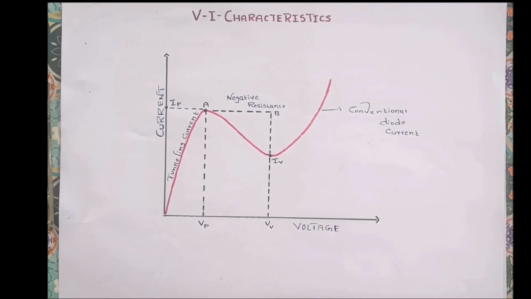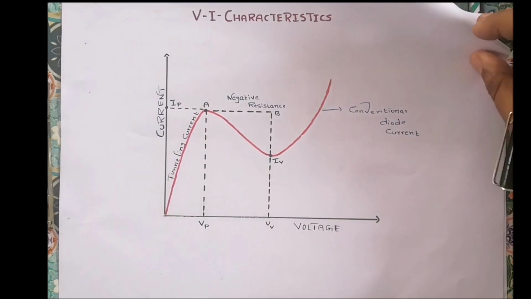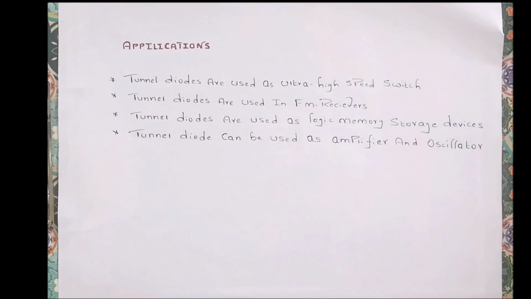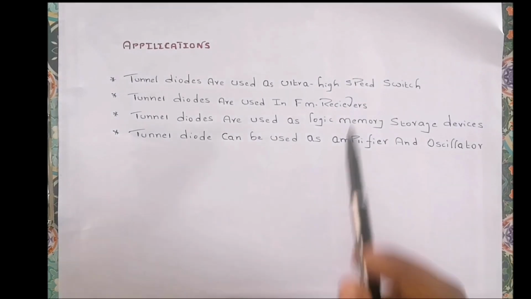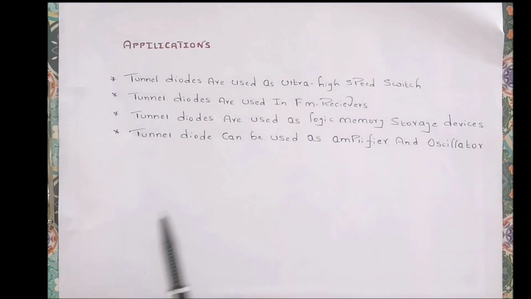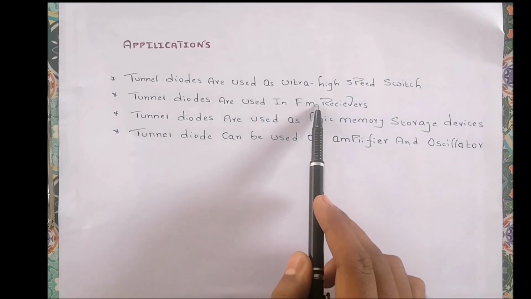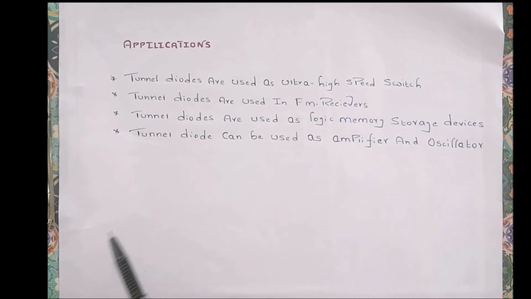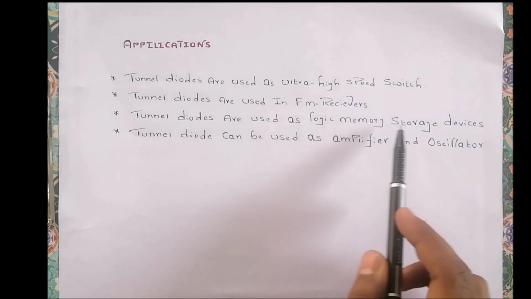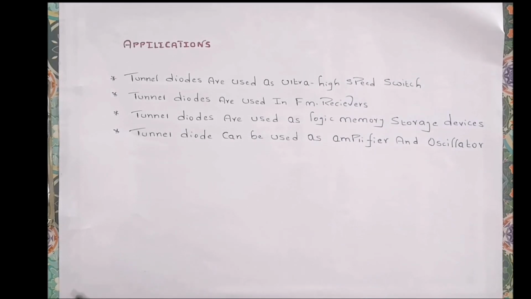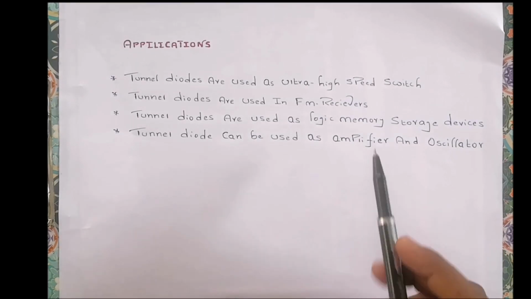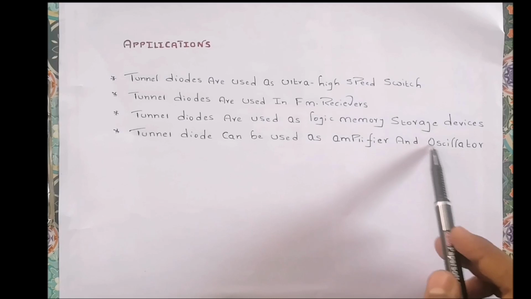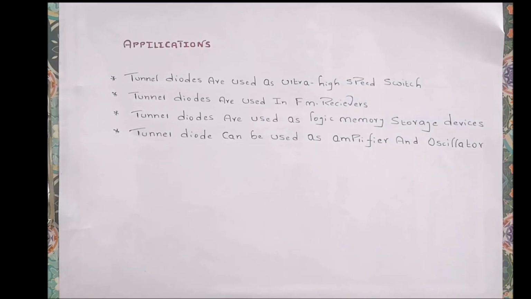And now let us see some applications of the tunnel diode. So these tunnel diodes are used as ultra high speed switches, and tunnel diodes are used in FM receivers, and these tunnel diodes are also used as logic memory storage devices, and the tunnel diode can be used as an amplifier and an oscillator. So friends, this is all about the tunnel diode.